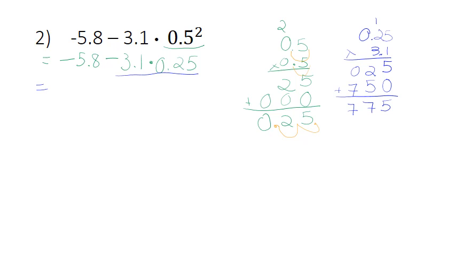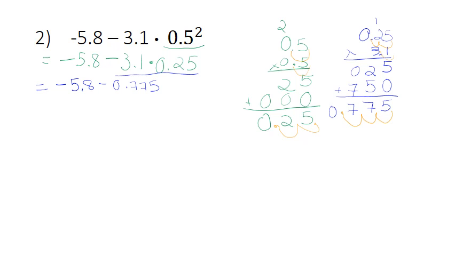decimal places. I have 1, 2, 3 in my factors, so I'm going to include 1, 2, 3 in my product. I'm going to have to add a 0 out front here. So I have 0.775, or 0 and 775 thousandths. So in my next line here, I keep the 5.8 because I haven't done anything with that yet, minus, haven't done anything with that subtraction sign, but I replace this part here with 0.775.